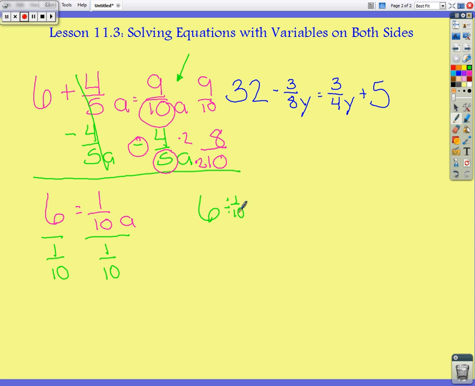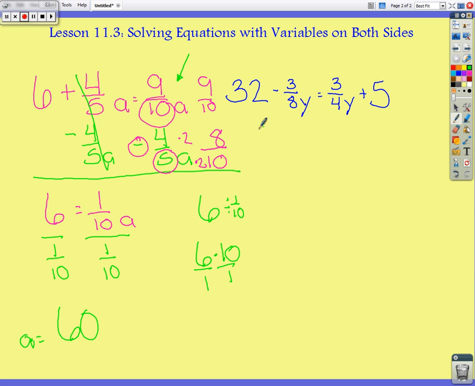Oh, wait a minute. I'm dividing by a fraction. It needs to multiply by its reciprocal or by its inverse. So that becomes 10 over 1. And I can make that 6 over 1. 6 times 10 is 60. So A is equal to 60, which makes complete sense because 1/10 of 60 is 6.